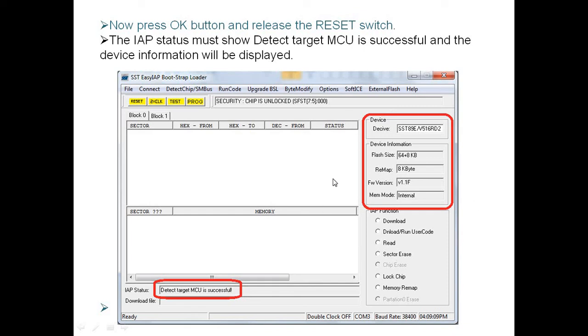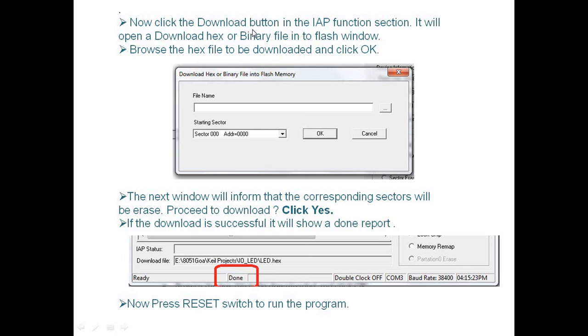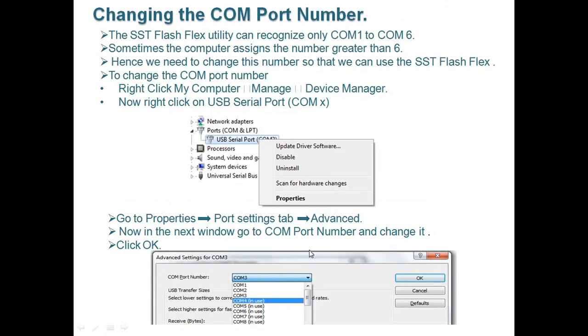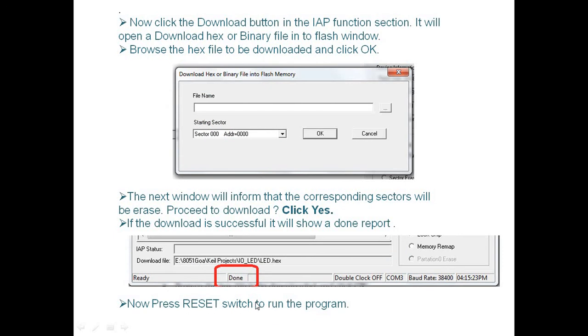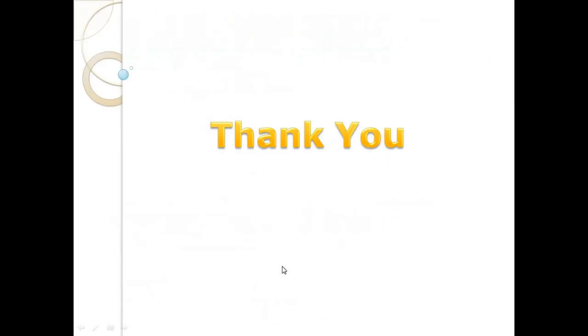So the device information is detected: flash size, remap, FuVision and MEM mode. Now click the Download button in the IAP. Browse to your hex file location and click OK. The next window will open and the corresponding sector will be erased. Proceed to download, click Yes. If the download is successful, it will show a Done report. Now press the reset switch to run the program, and now you execute your program.